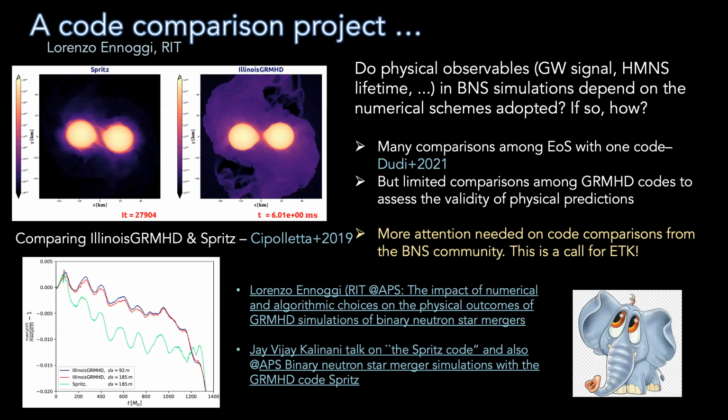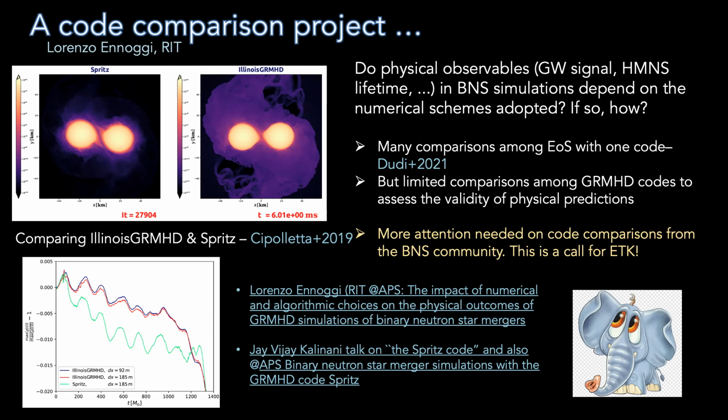Okay, so finally, I also want to mention the need of doing more code comparisons in this field. Especially in the case of binary neutron stars, we are discovering that we need to do better in comparing the output of these codes. This is an example done by Lorenzo Ennoggi, where he compared the results from the Illinois GRMHD and Spritz codes.